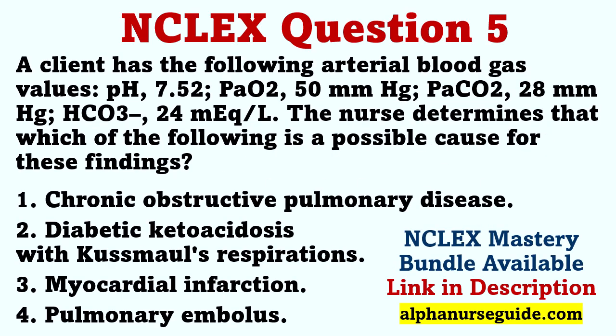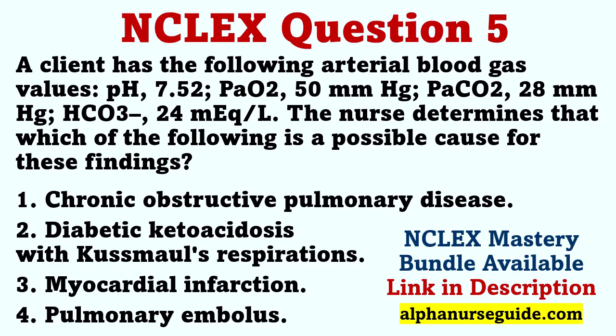A client has the following arterial blood gas values: pH 7.52, PaO2 50, PaCO2 28, HCO3 24. The nurse determines that which of the following is a possible cause for these findings. 1. Chronic obstructive pulmonary disease. 2. Diabetic ketoacidosis with Kussmaul's respirations. 3. Myocardial infarction. 4. Pulmonary embolus. The correct answer is 4.